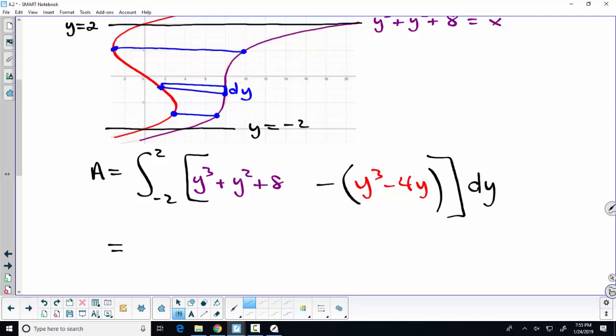Simplifying terms, y cubed is gone. We've got y squared plus 4y plus 8, integrating from -2 to 2.